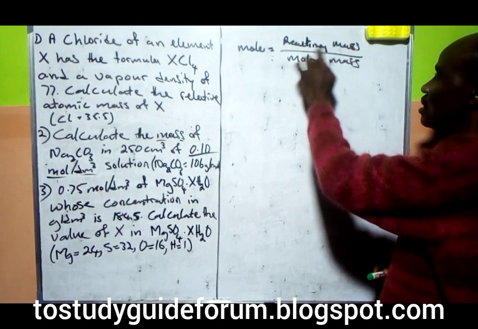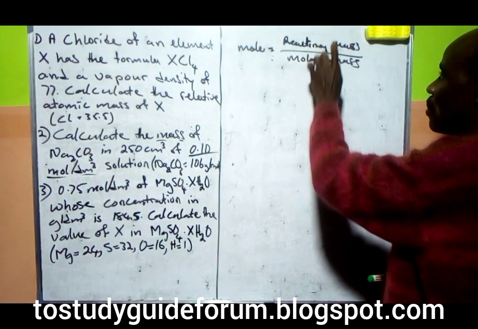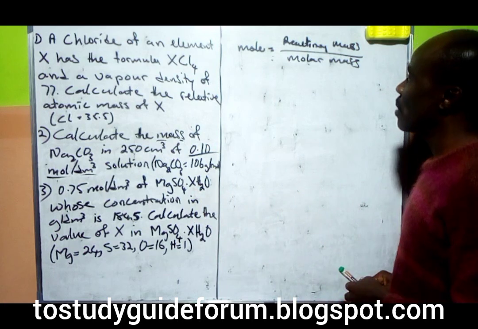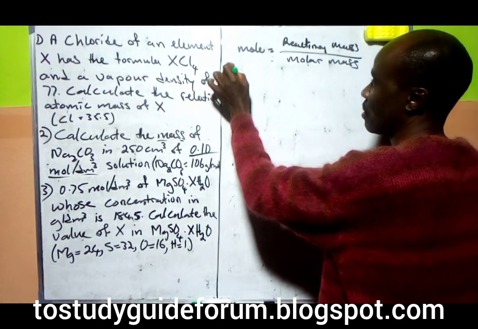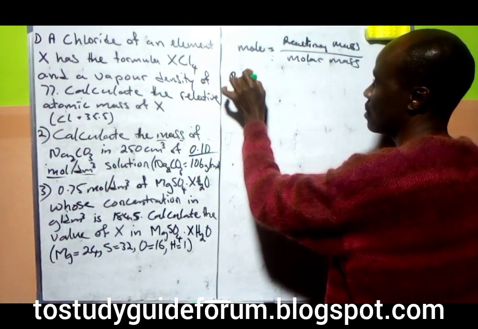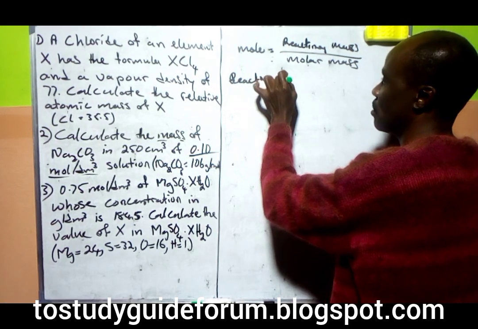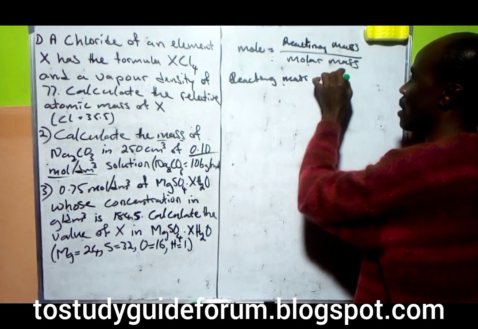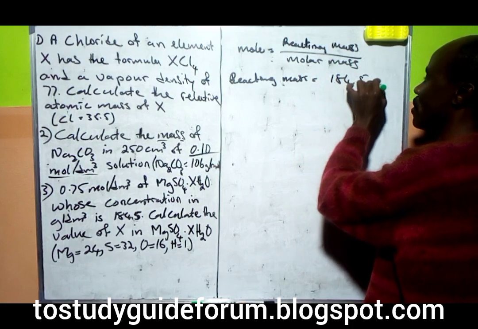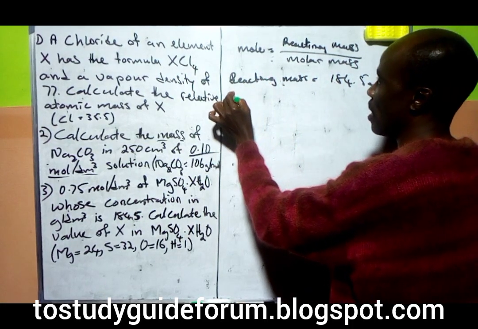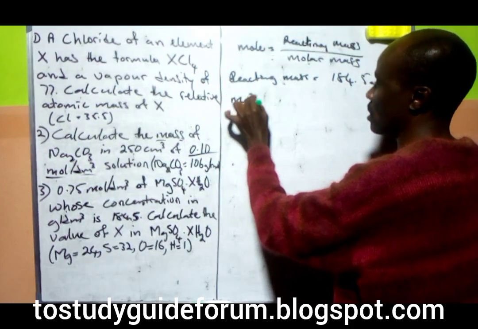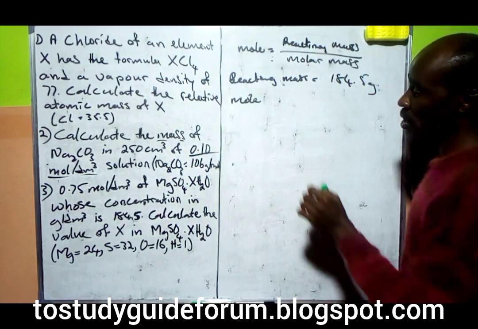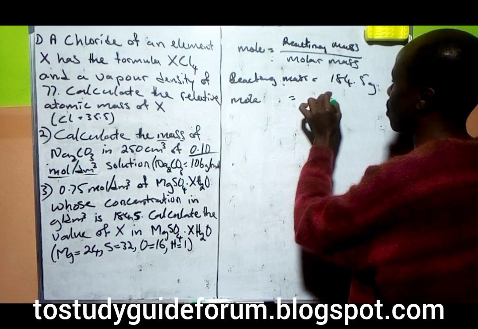We need to get this information. We have this, we have that, even though it's not complete. So we have the reacting mass is equal to 184.5 grams. The number of moles, or the amount of concentration in mole, is equal to what?